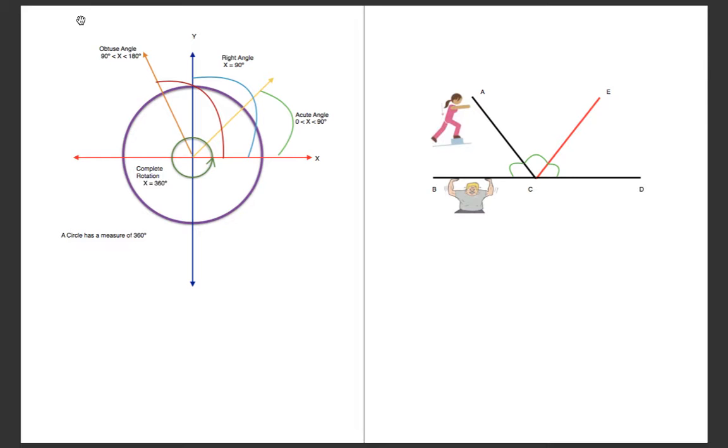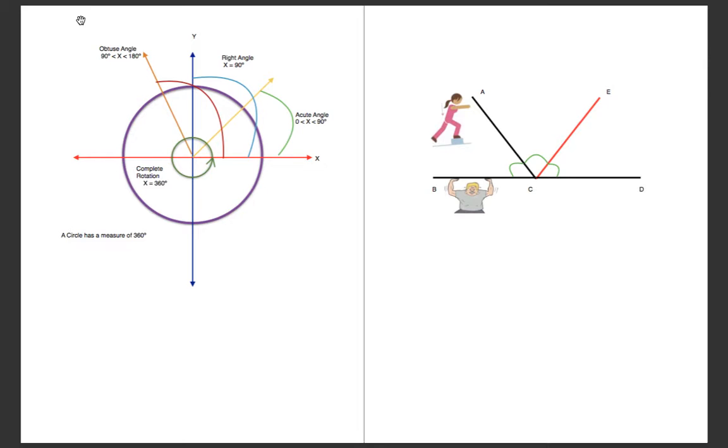Once the students have an understanding that a circle has a measure of 360 degrees, and we can refer to that as an angle with a complete rotation, we can start defining angles that do not have a complete rotation. We can talk about acute angles, right angles, and obtuse angles, and we can provide definitions for them.